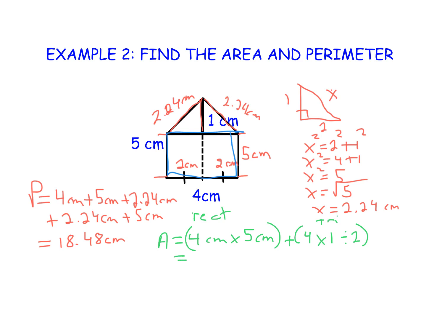And all we need to do is calculate those together and add them, and then we have the area of the whole shape. And so 4 times 1 divided by 2 is 2 centimeters squared for the triangle, and this diagram is not drawn to scale. And so we have 22 centimeters squared for the total area of this shape.